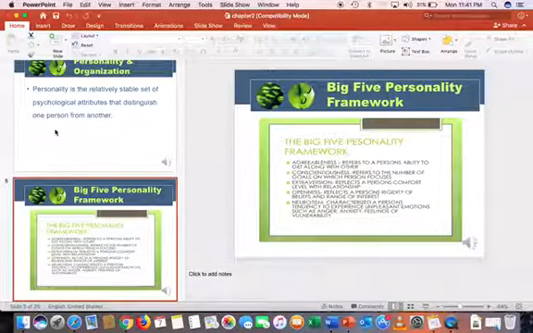Fourth one is openness, which means a person's rigidity of beliefs and range of interest.